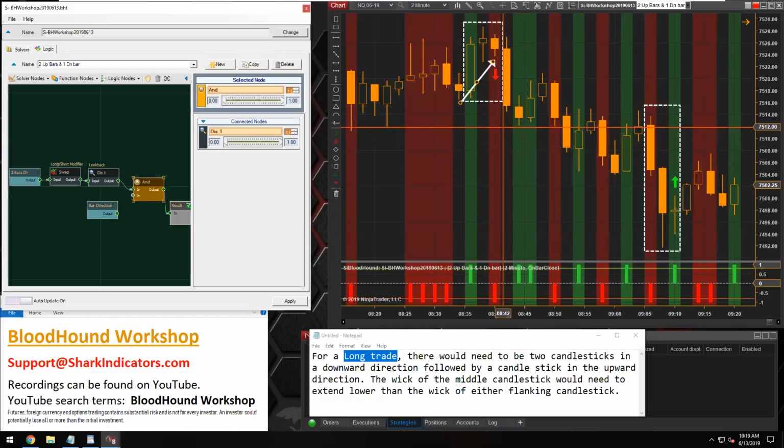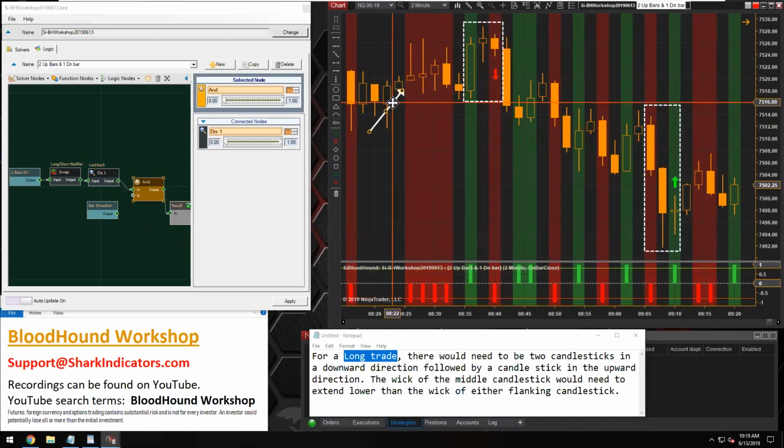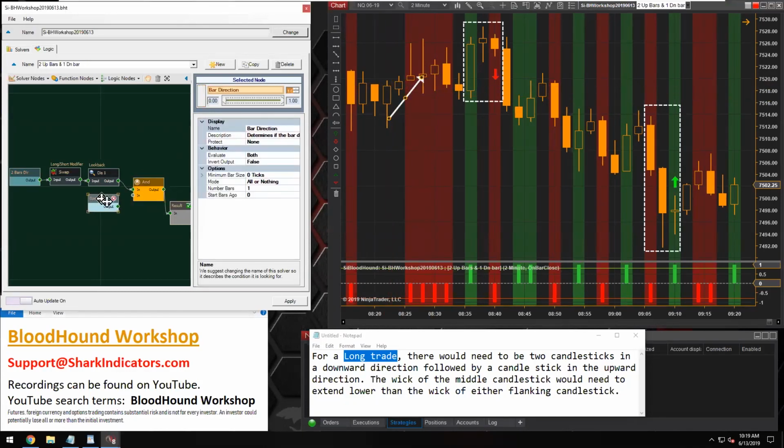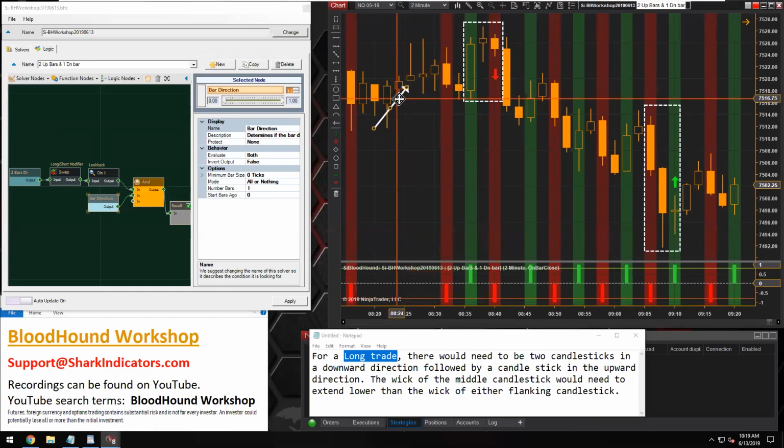So let's take some examples. Here we go. We had 2 up bars, and now we're getting a short output, but on up bars. These are up bars here, and obviously that's wrong. If we take this bar direction, it will help get rid of those. There we go. We got rid of a few of those incorrect signals.